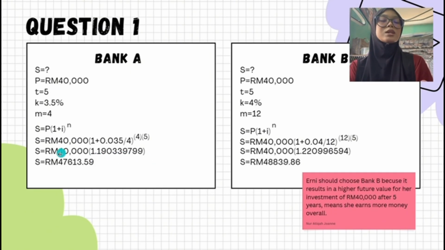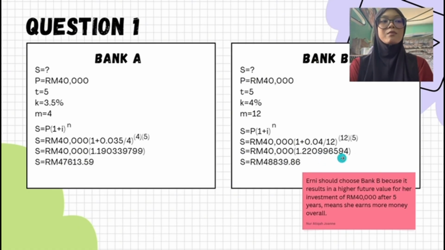For the Bank B, we use the same formula, and for the P is 40,000 ringgit, and for the i, which is k over m, the k is 4%, and the m is 12. But 4% we will convert to decimal, and we will get 0.04. And for the n, the m is 12 and the t is 5. We will get this, and after that we will solve in the bracket first. We will get 1.220996594, and we will times it with 40,000. We will get 48,839 ringgit and 86 cents.